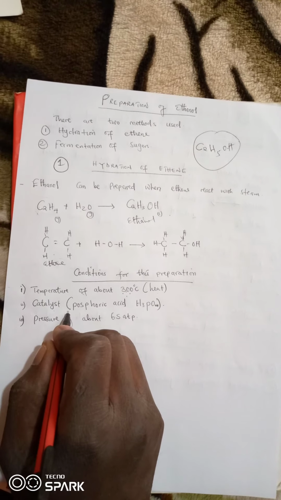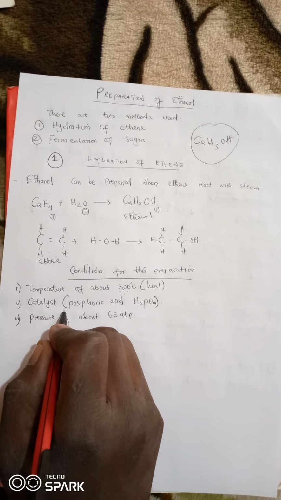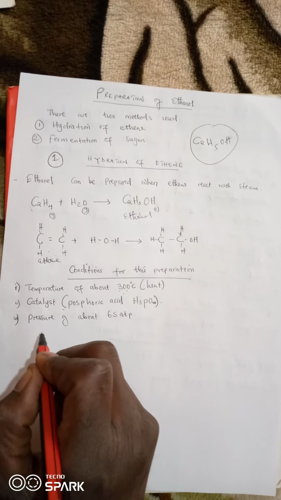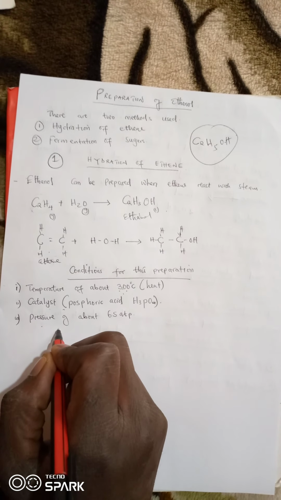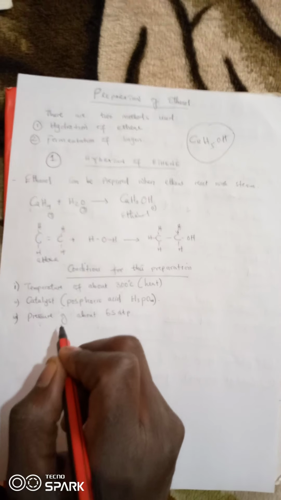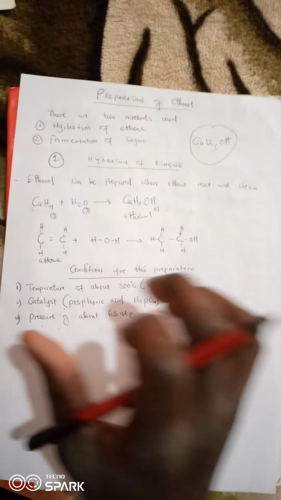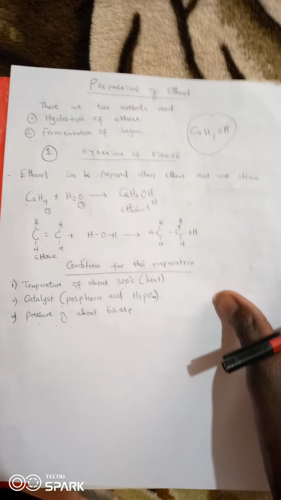You need a catalyst. And the catalyst that we use here is phosphoric acid. Then the last condition is pressure. Pressure should be about 65 atm. So that is the conditions. That is the first method.